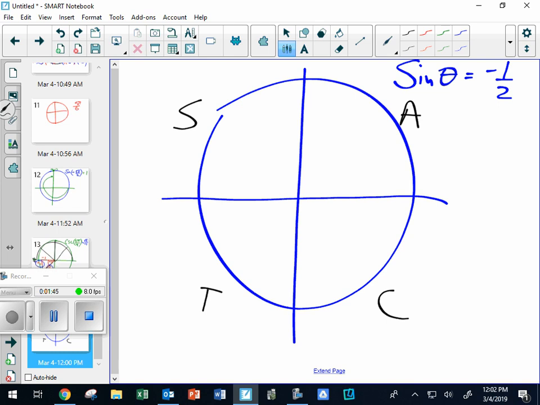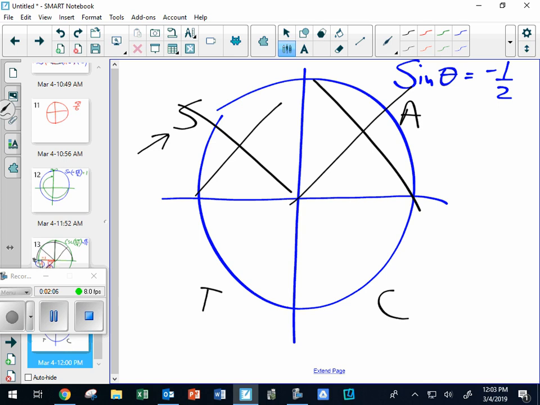Exactly. Sine's negative in certain places. So what does the A stand for? All. What does that mean? All of them are what? Positive. And in this, what does the S mean? Sine is positive, and therefore all the other ones must be negative. Okay, so these are the 2 spots that are out because those are both places where sine would be positive. And I know it's negative because of that.